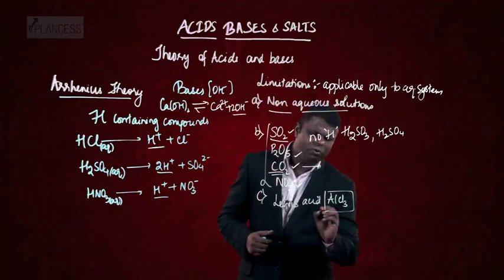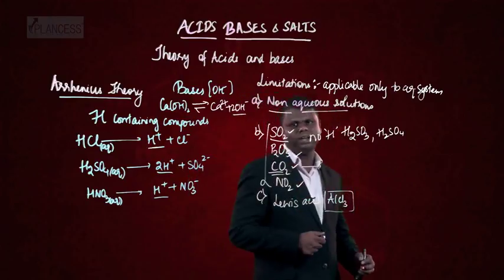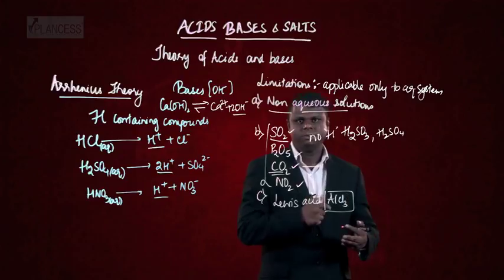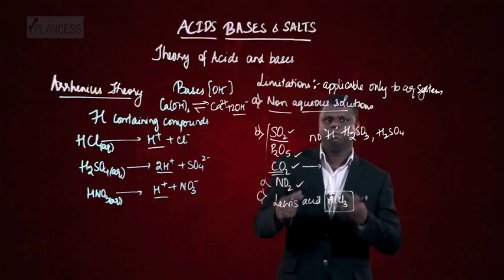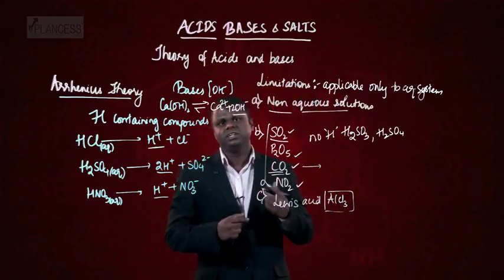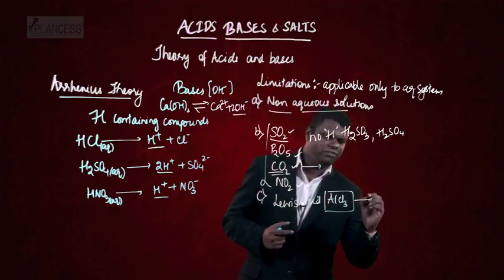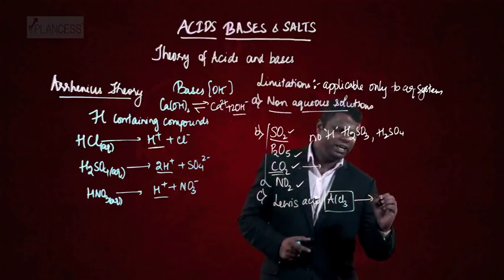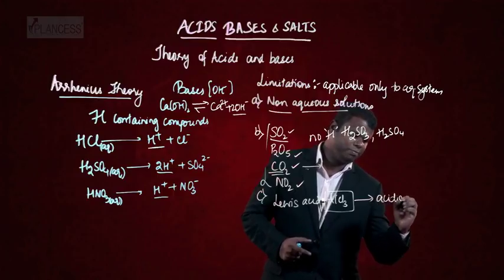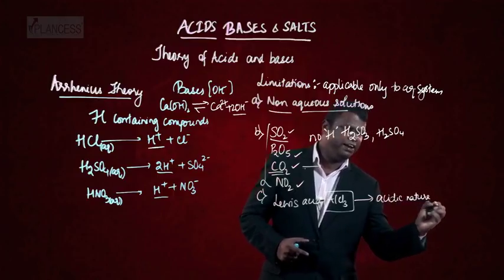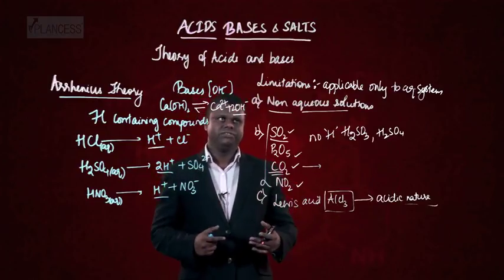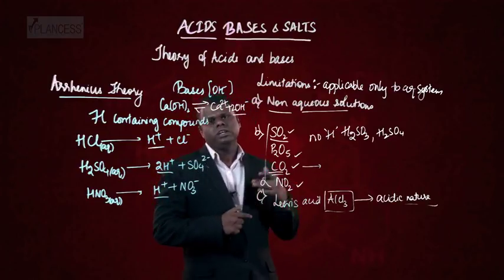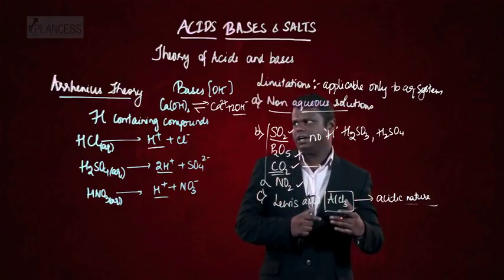Now we move on to another compound, which is aluminium trichloride. It exhibits acid behavior. It does not contain H+ at all. It is just a metal bonded to a non-metal. So it has certain characteristic features because of which it exhibits acidic nature. Again, Arrhenius had no explanation regarding this aspect, because of which his theory was discarded after a period of time.